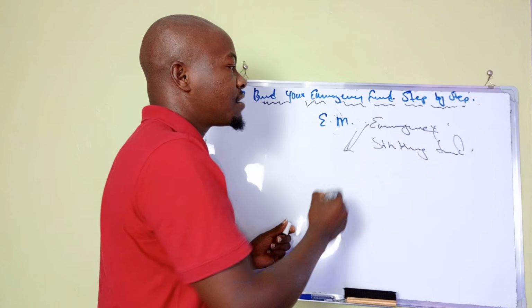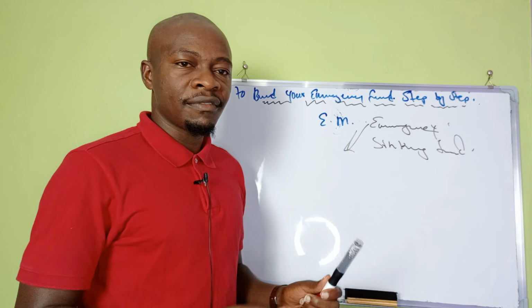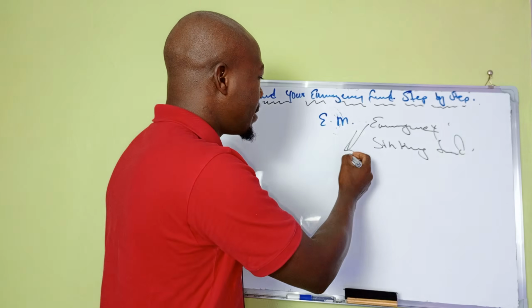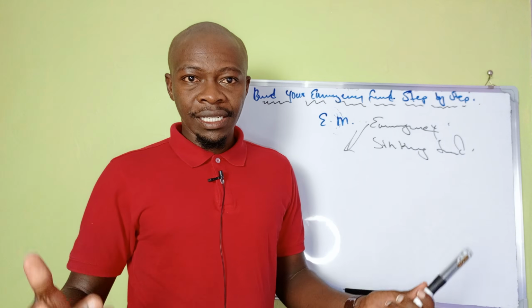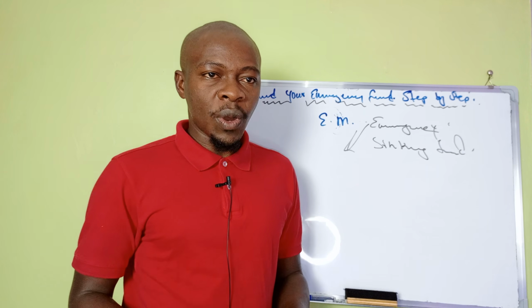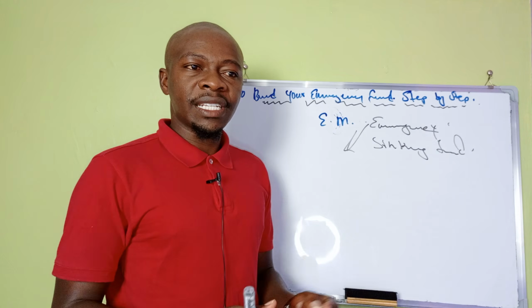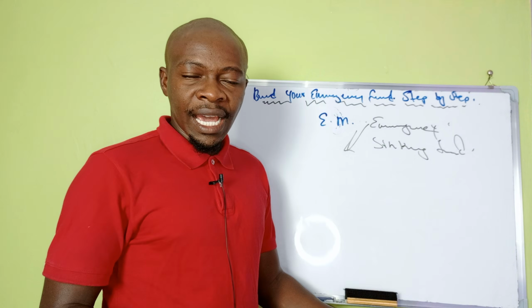So let's start defining. I'll make a whole video explaining the difference between an emergency fund and a sinking fund, but just let me shed a little bit of light. Emergency fund, that is money that you set aside just in case something happens that you did not anticipate. That's the term emergency. You cannot anticipate an emergency to happen. So that is money that you set aside for that purpose. Sinking fund, that is money that you set aside because you anticipate a certain thing will happen.